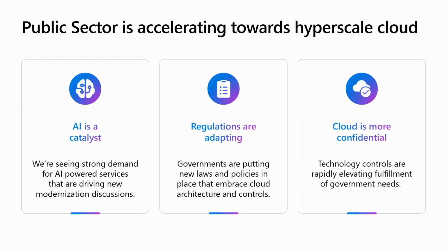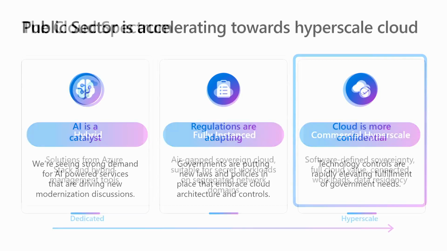And then also the cloud provides greater security around confidentiality. So the innovation, being able to quickly adapt to the changing regulatory climate, and then security are three key drivers that we're seeing cause governments and agencies within governments, and the public sector, not just governments but across the public sector, to be willing to embrace the hyperscale cloud.